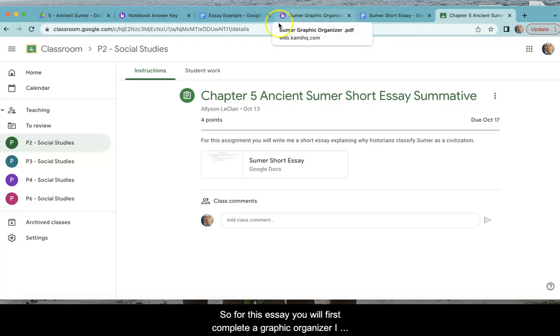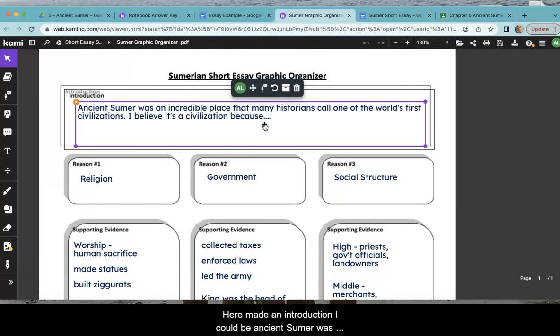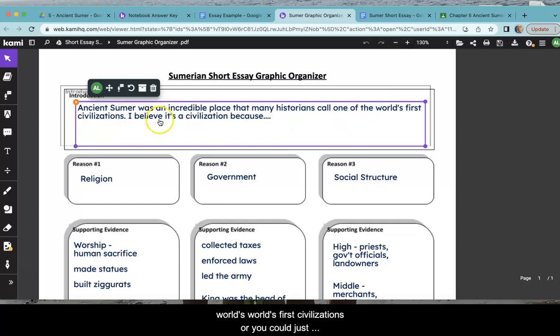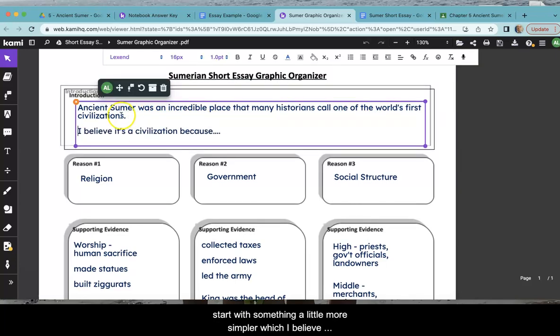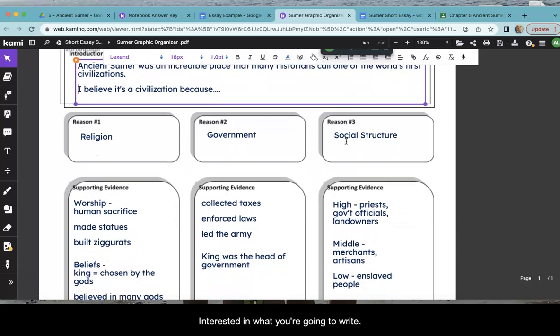So for this essay, you will first complete a graphic organizer. I have given you an example here. You need an introduction. It could be, ancient Sumer was an incredible place that many historians call one of the world's first civilizations, or you could just start with something a little simpler, which is, I believe it's a civilization because, and then give me, you're telling me about what your essay will be about. You're hooking me and making me interested in what you're going to write.